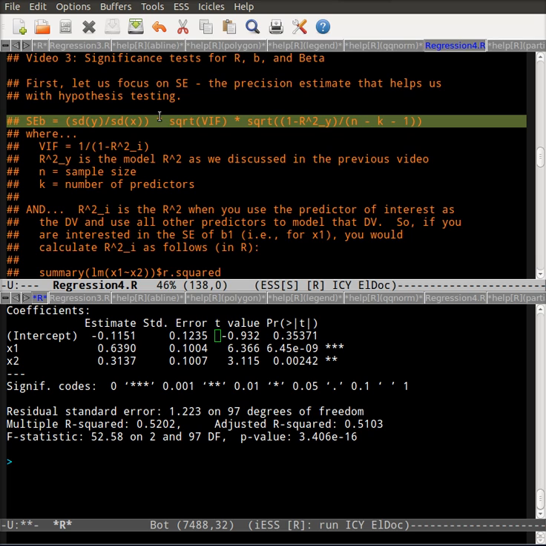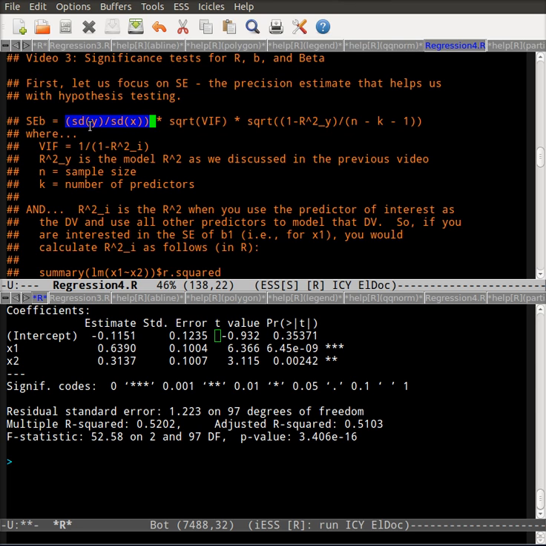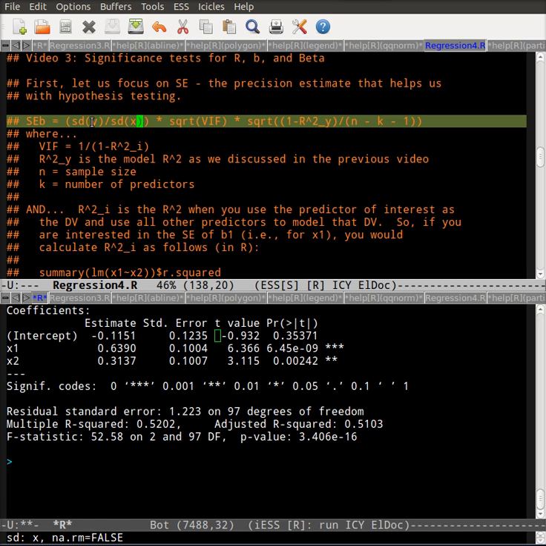So the standard error of an unstandardized regression coefficient, in this case a partial regression coefficient, is a function of a ratio of the standard deviations of y over x. Why? Because it's rise over run. Remember that all slopes are always expressed in terms of y units over x units. Okay, so this is just generic. This is the standard deviation of y divided by the standard deviation of x.